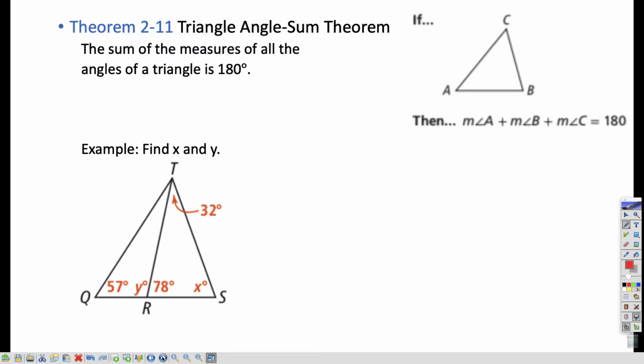Today should be fairly basic. You notice that your theorem at the top changed. It's more fill in the blank today. Okay? So it says Theorem 2.11, Triangle Angle Sum Theorem. The sum of the measures of all the angles of a triangle is what? 180 degrees.